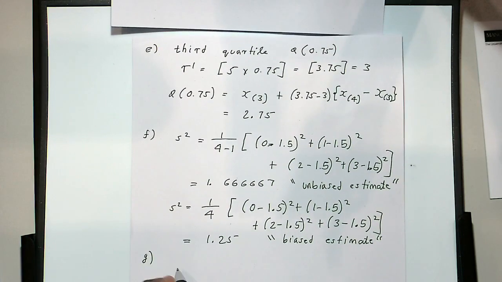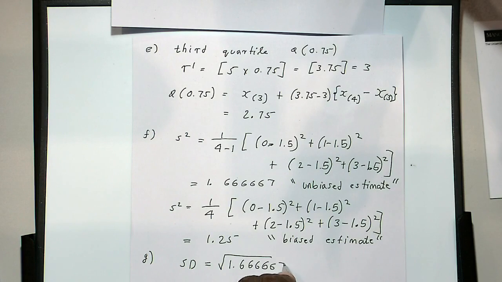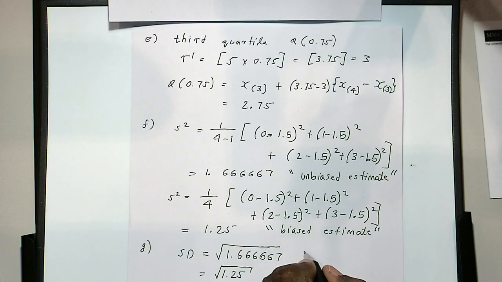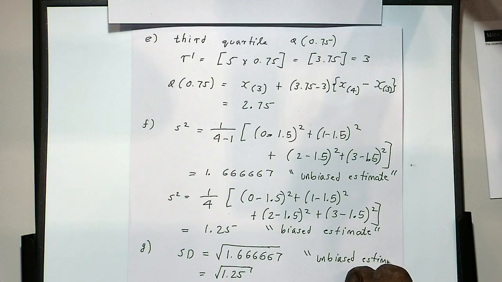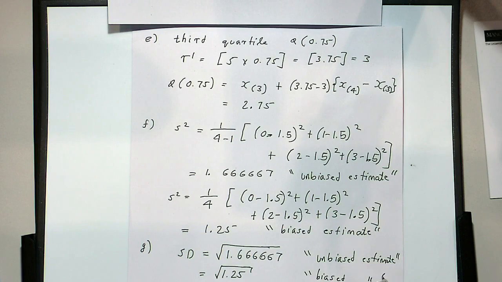Next one is the standard deviation. Standard deviation is simply the square root of the variance. So it will be the square root of 1.666. This is the unbiased estimate, or the square root of 1.25, which is the biased estimate, right? So this is the unbiased estimate, or the biased estimate, right?